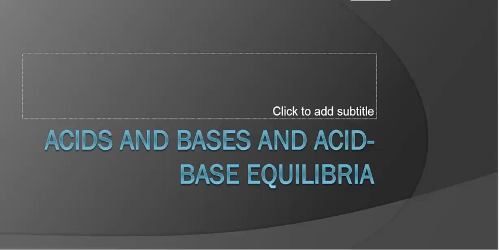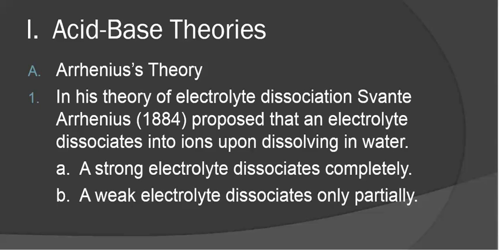Acids and bases and acid-base equilibria. There are three acid-base theories. The first one is the Arrhenius theory, which deals with electrolytes. A strong electrolyte dissociates completely, whereas a weak electrolyte dissociates only partially.